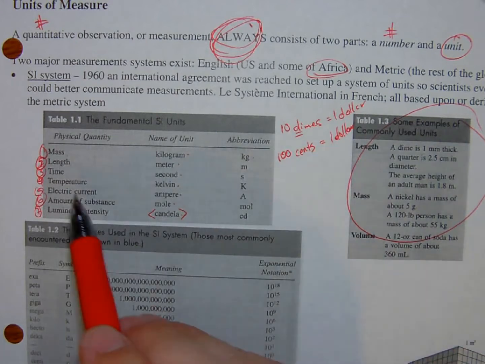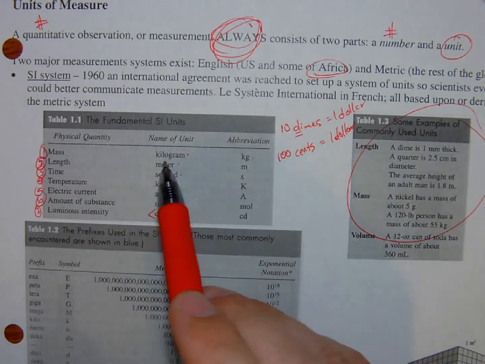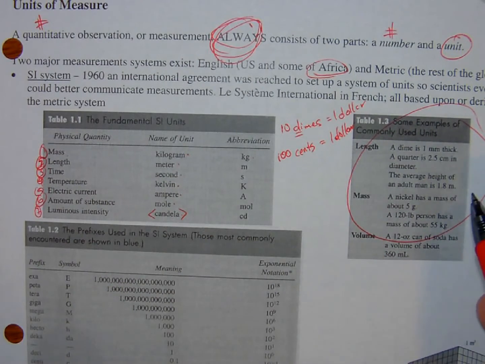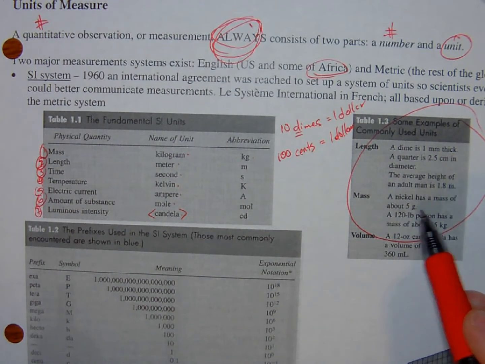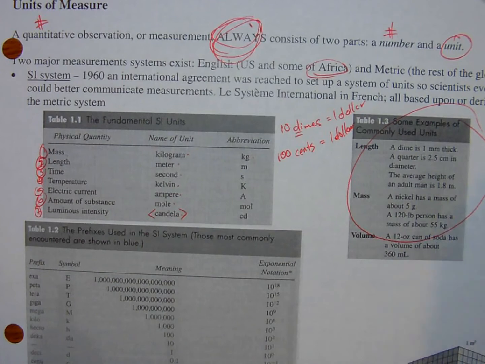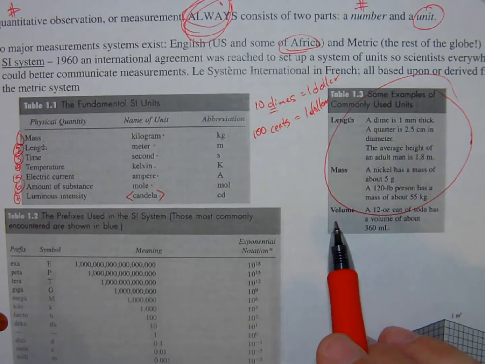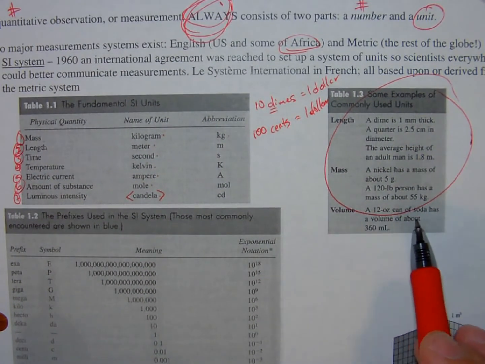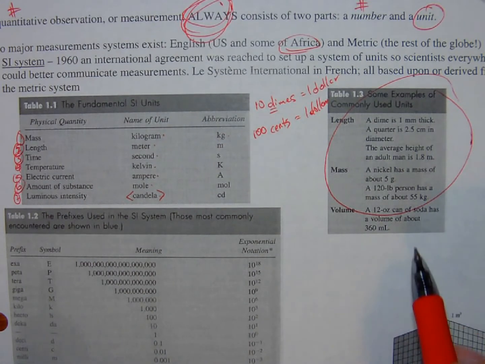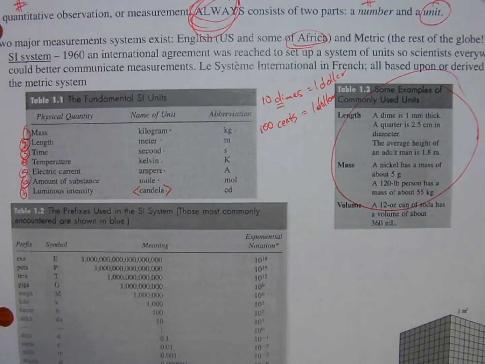For mass, right, the kilogram is the base unit. We can change that to the scale that we find most appropriate. A nickel has a mass of about 5 grams. Notice it's not a kilogram, right? It's just a regular gram, but it's still mass. A 120-pound person has a mass of about 55 kilograms. And then for volume, a 12-ounce can of soda, a normal size can, has a volume of about 360 milliliters.